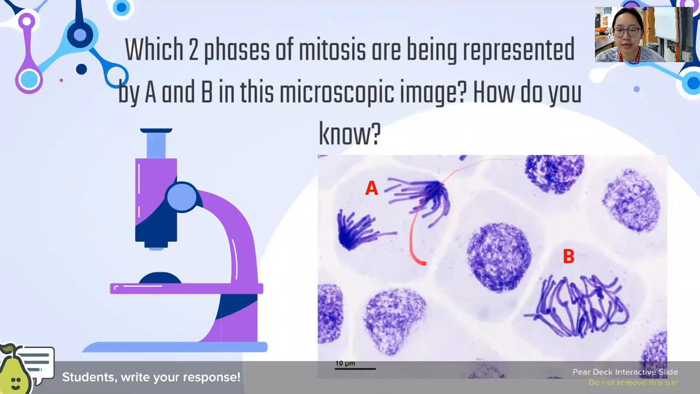In these pictures right here, we have a cell A and a cell B. Which 2 phases of mitosis are being represented by A and B in this microscopic image? And how do you know? Tell me, what is the identification that you can use to tell me what phase, prophase, metaphase, anaphase, or telophase, that A is in? And B, is it in prophase, metaphase, anaphase, or telophase? How did you know?